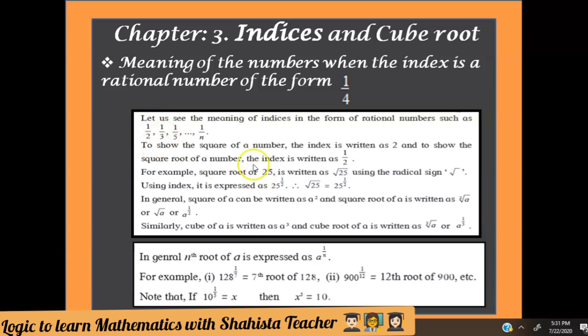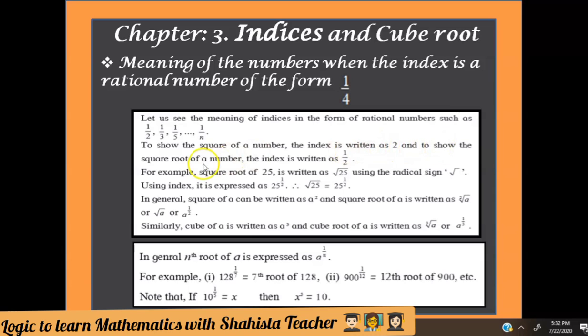Now, to show the square of a number, the index is written as 2. Square of the number का मतलब होता है हम वहाँ पर इंडेक्स में कौन सा नंबर लिखेंगे? 2 लिखेंगे. ठीक है, जैसे यहाँ पर ये 1 upon 4 है, तो इसका अगर इंडेक्स हमको बताना है तो ऊपर के साइड I will put here 2. So 2 represents square. The index is written as 2.